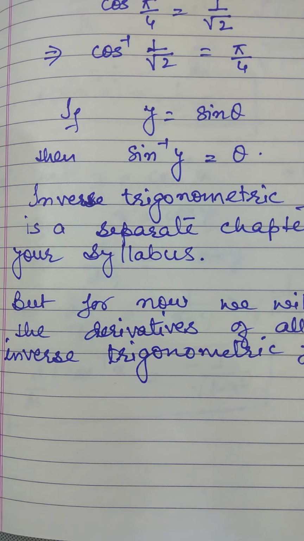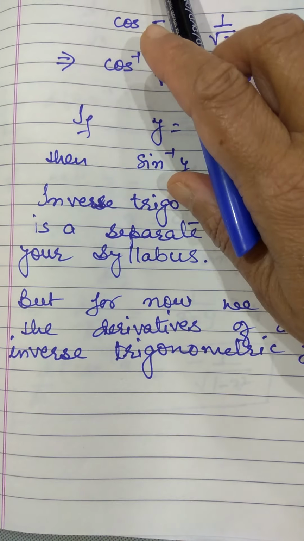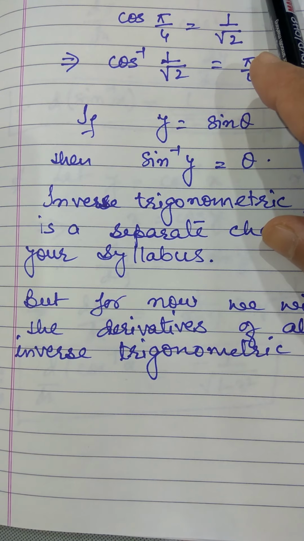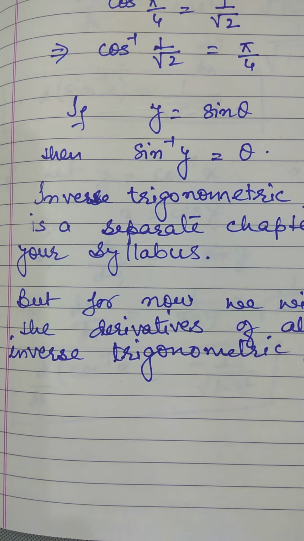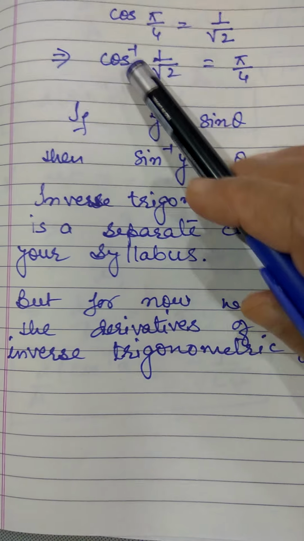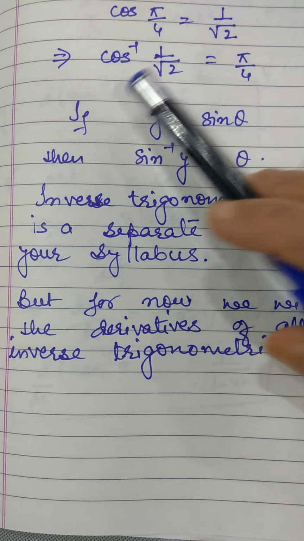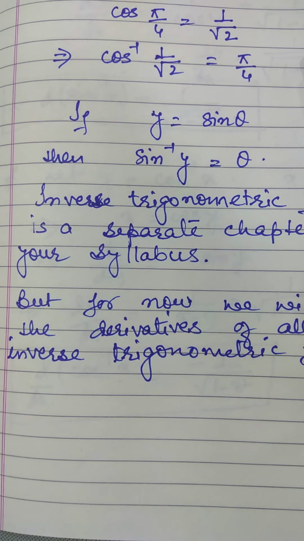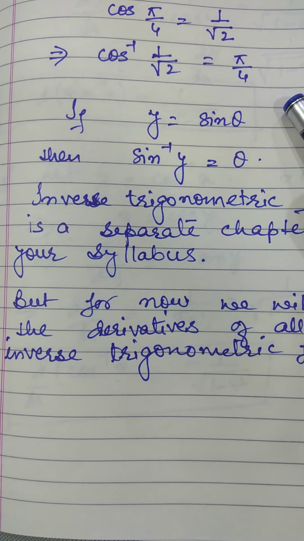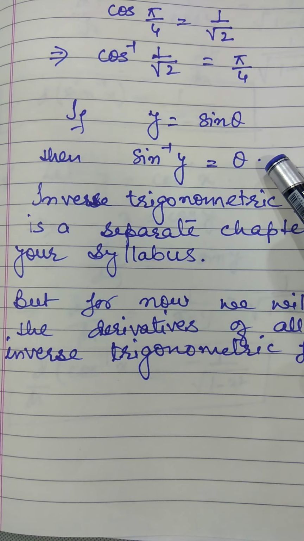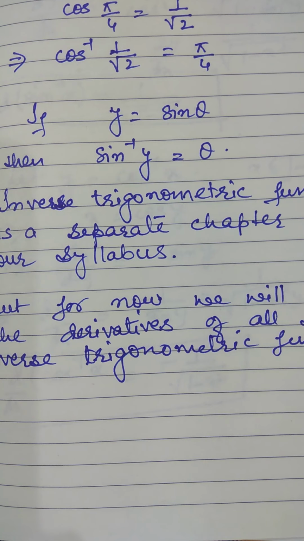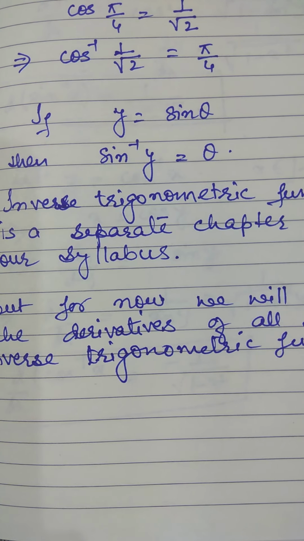You just try to take this. If sine pi by 6 is 1 by 2, then sine inverse 1 by 2 is pi by 6. This is defined in a particular range. Cos pi by 4 is 1 upon root 2, then cos inverse 1 upon root 2 is pi by 4. That is, if y is equal to sine theta, then sine inverse y is theta. This is an inverse trigonometric function, and this we will be doing separately.